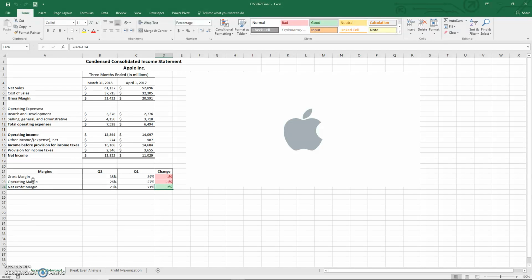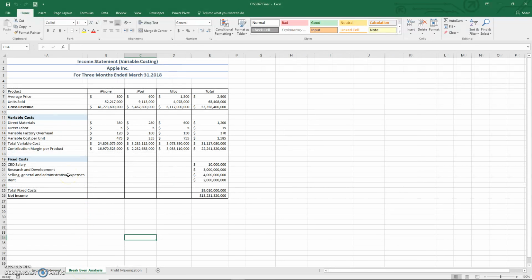Now that we understand the traditional income statement, we can move on to the next part of our analysis, which specifically digs deeper into Apple's costs. Here we have the income statement for variable costing. To make things simple, I decided to focus on their biggest products, the iPhone, iPad, and Mac.